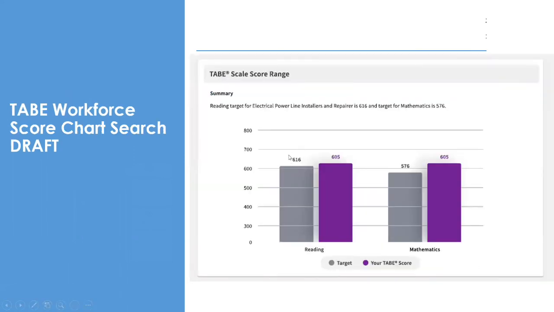What we have done is now compared Metametrics, and this chart is a little off because it's still in development. They're just really working on the look and feel of the chart, not the numbers yet. But it's going to say, on the gray side, here's the reading requirement for electrical power line installer, and here's your TABE score. Are you at or above the expectation of the reading ability for that job? Same thing with your math. Your math is going to be the purple score. The job is going to be the gray score, and is your score above or below the target range for that job?